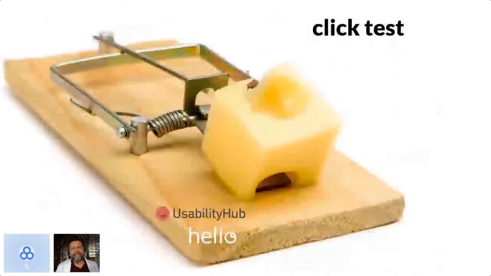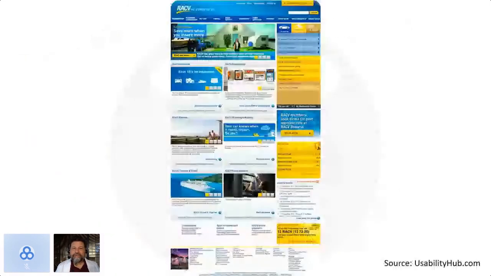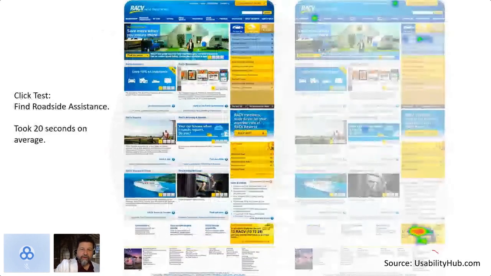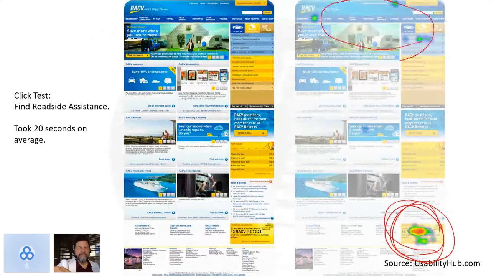I also love the click test. So this is where you measure how long it takes for someone to find something on a page and click on it. This is an insurance company. They were really interested in knowing how quickly people could find roadside assistance. So they put this page, which is a complex page, into a mouse click test. And they found out that, yes, most people are able to find the right answer. A few people up here did not, but it took 20 seconds. 20 seconds for them to find that location.